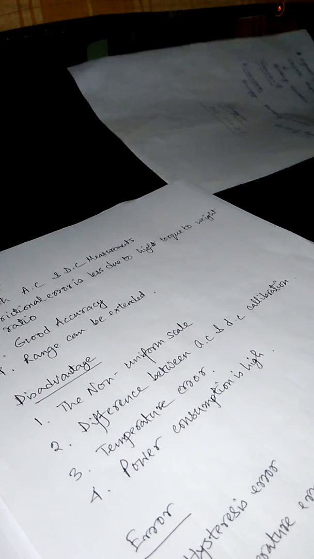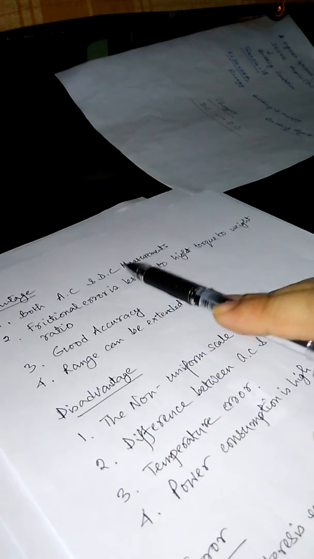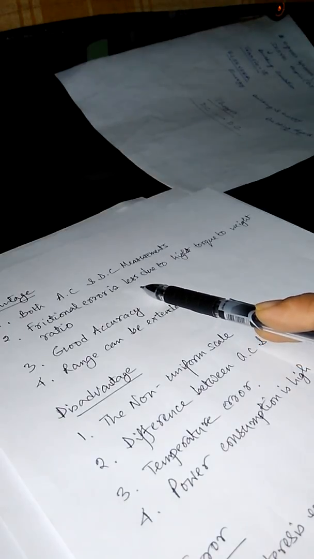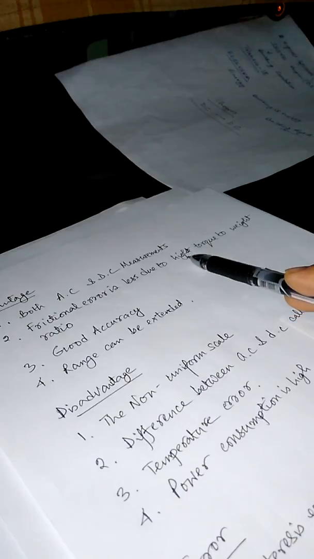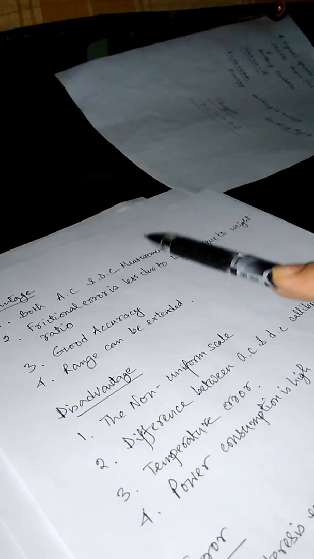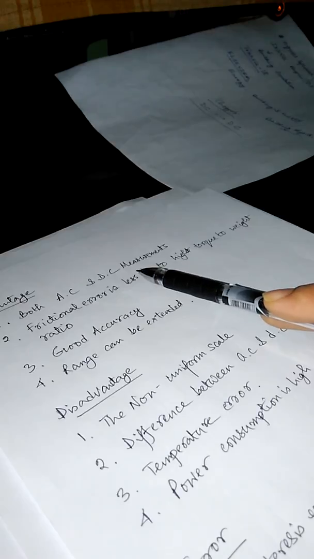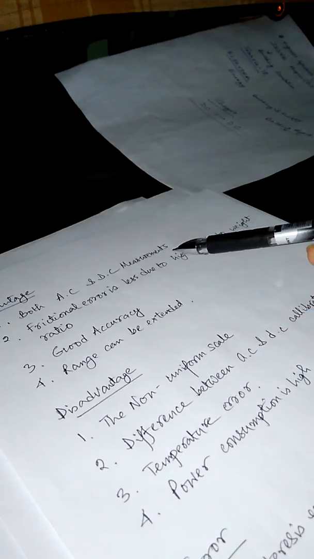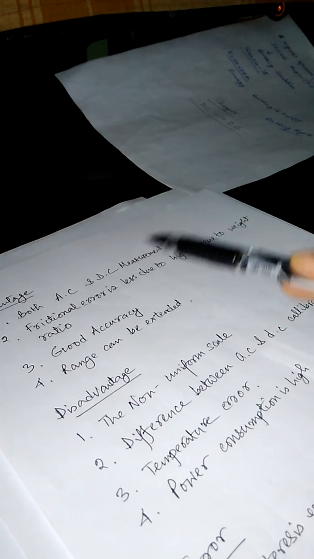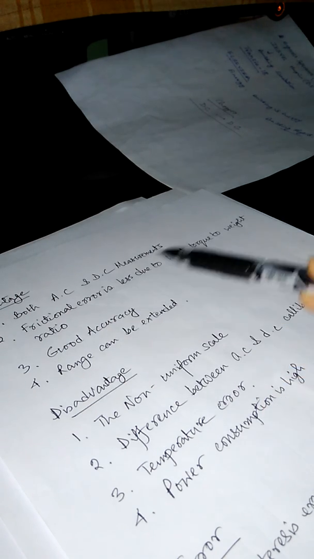Now we are going to discuss the advantage parts. When we are considering the advantages of the moving iron instrument, the first point again is that it works for both AC and DC measurement. Second, the frictional error is less due to the high torque to weight ratio. We know that for any type of deflection instrument, the frictional error is a very important issue, because if the frictional part is much more, then the pointer is not going to deflect properly.